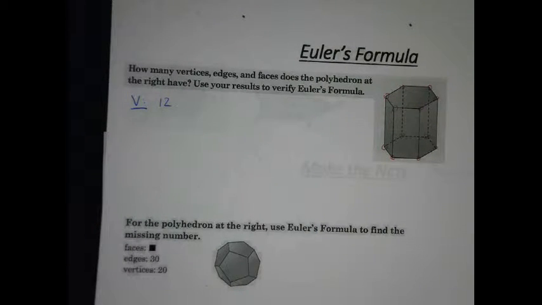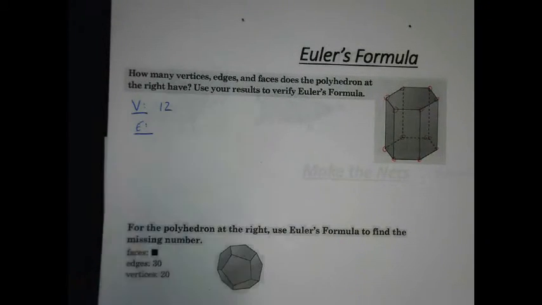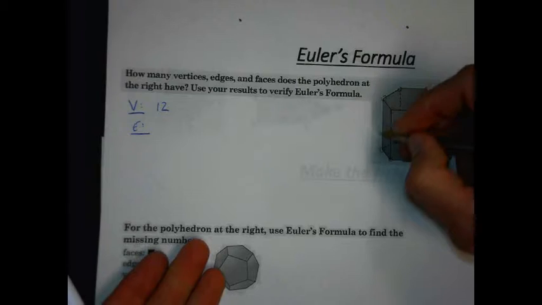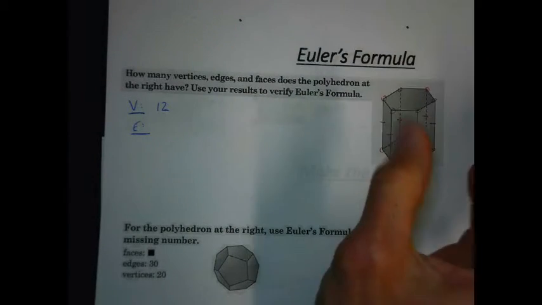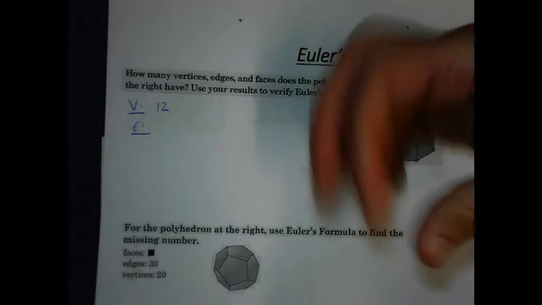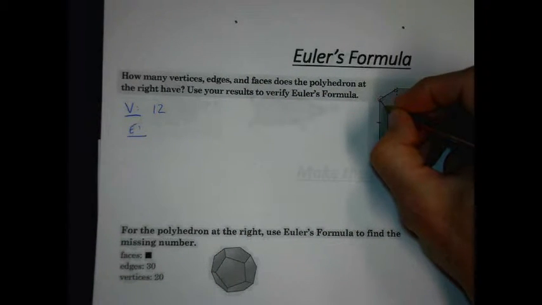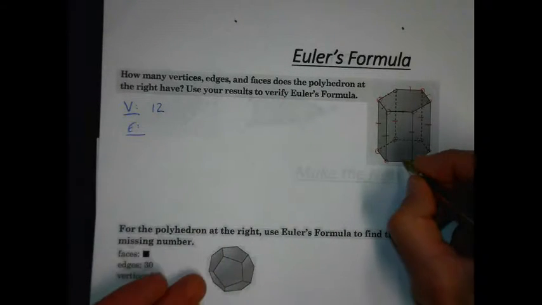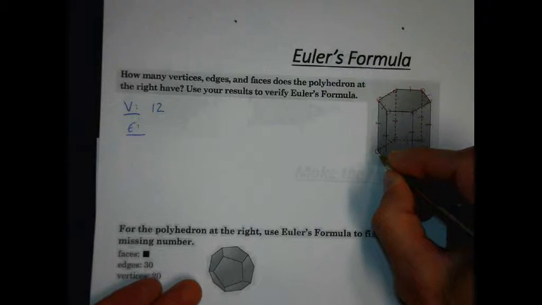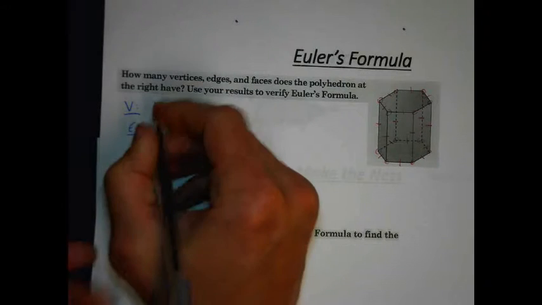And now we're going to look for the number of edges. The edges are the corners where two faces meet. So here's an edge, 1, 2, 3, 4, 5, 6 edges. I went around the side first, right? You've got to visualize. I went around the side first, so 6 edges there. Now I'm going to go around the top: 7, 8, 9, 10, 11, 12. And then around the bottom: 13, 14, 15, 16, 17, 18 edges there. Okay, so we have 18 edges.